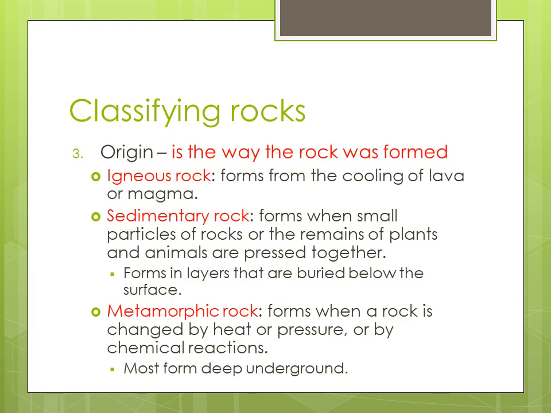Now, next, the origin of the rock. Okay? This is the way the rock was formed. These are our subcategories, which we're going to look at again. Okay, we've got igneous rock, forms from the cooling of lava and magma. Sedimentary rock forms when small particles of rocks or the remains of plants and animals are pressed together. Now, these form in layers and are buried below the surface.